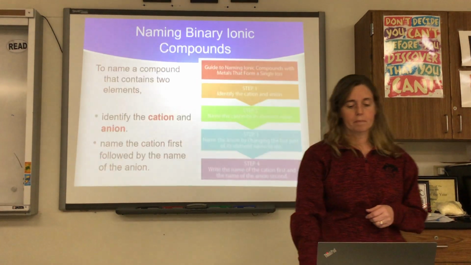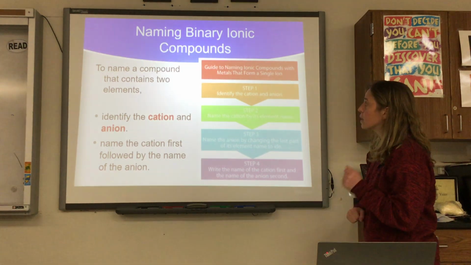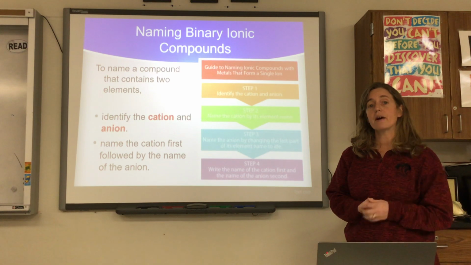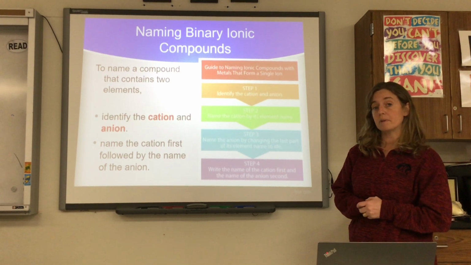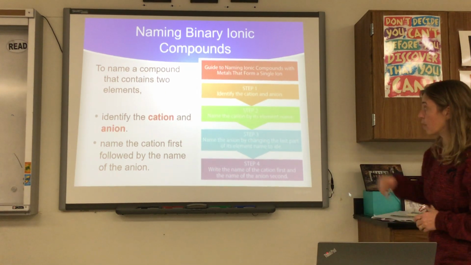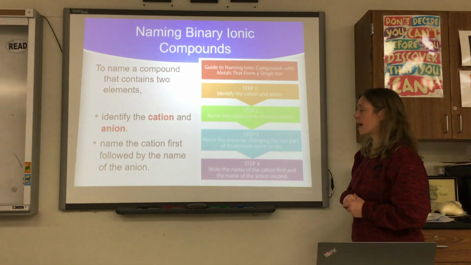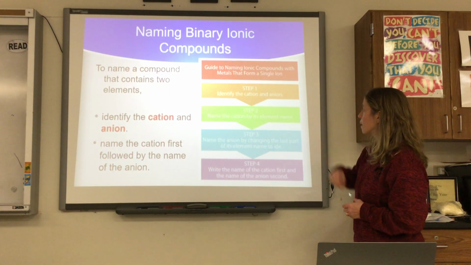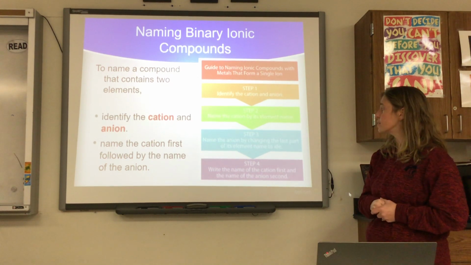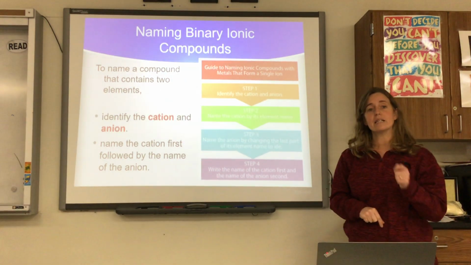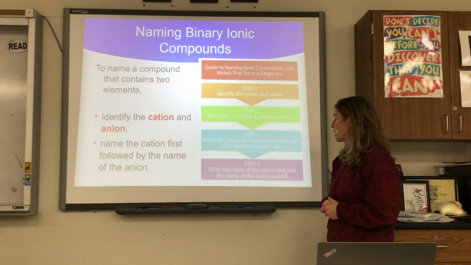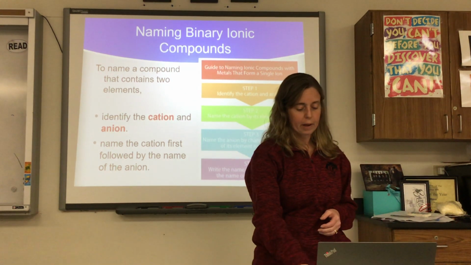Now, to name a compound that contains two elements, first thing you're going to do is identify the cation. The first element listed is going to be your cation, and then you identify the anion, okay? So your steps are, you identify the cation and anion. Then you name the cation by its element name. Step 3, name the anion by changing the last part of its element name to IDE, okay? And then finally, you write the name of the cation first and the name of the anion second, okay?